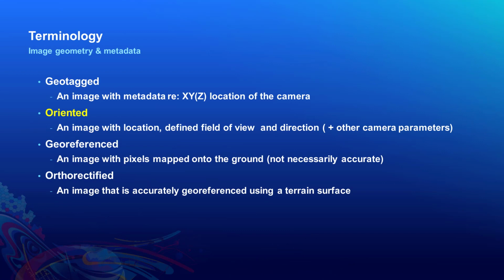In the GIS world, we are well aware of terminologies like geotagged, which is an image with location of the camera. Georeferenced is an image with pixels mapped onto ground, and orthorectified means the image is accurately georeferenced using a terrain surface. But what does the term oriented stand for? Well, it's an image which has location, field of view, direction, and other camera parameters like roll and pitch.